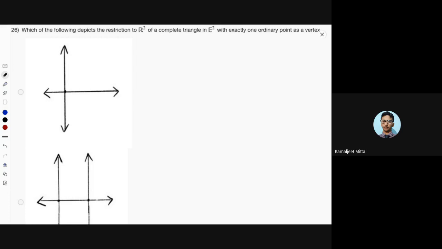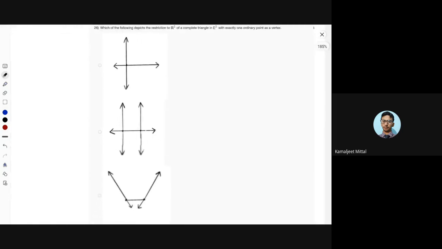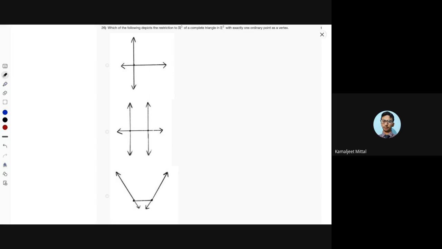So first you need to realize that these three figures are triangles. This figure is not a triangle though. No, this figure is also a triangle. This figure will also give you a triangle. So all three figures are giving you a triangle in P2, correct? So it's in P2 we are getting a triangle, not in R2. It's not a triangle in R2. It's a triangle in P2. That's what you need to remember.